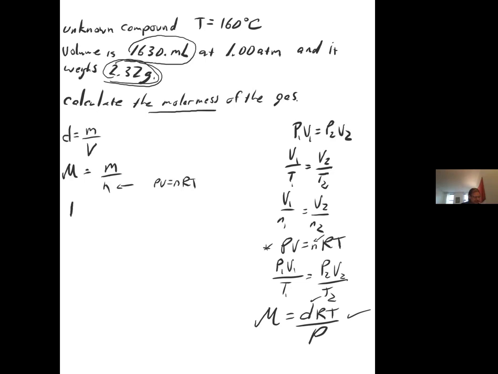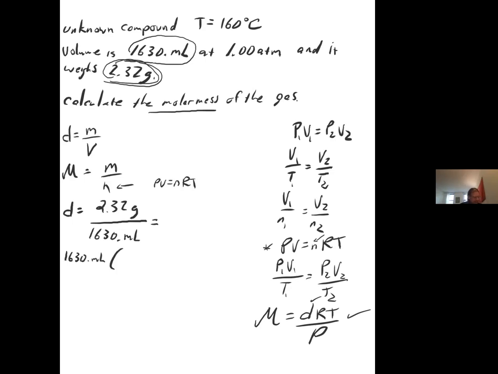Let's first find the density. The density is the mass, 2.32 grams, divided by the volume, which is 1630 milliliters. Now, typically, that's a perfectly fine set of units to use for finding the density, but not really with gases. With gases, it's typically in grams per liter. If it was just liquid water, grams per milliliter is perfectly fine. But when you're dealing with gases, you want to have it in liters. So instead of calculating that out, I'm just going to put the volume into liters.